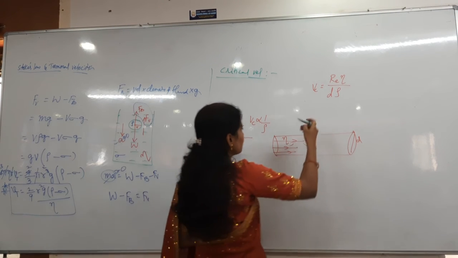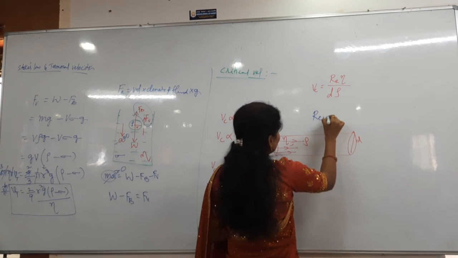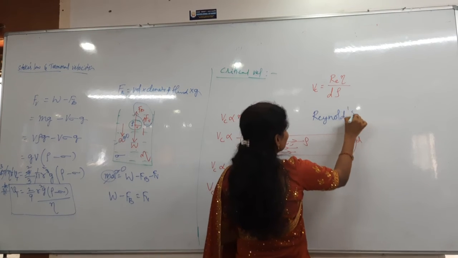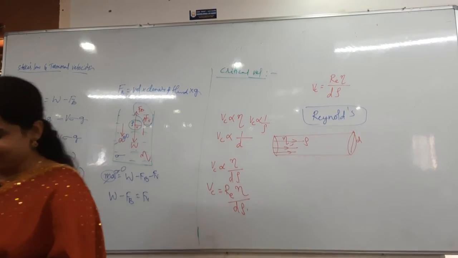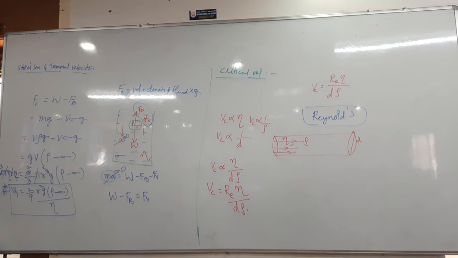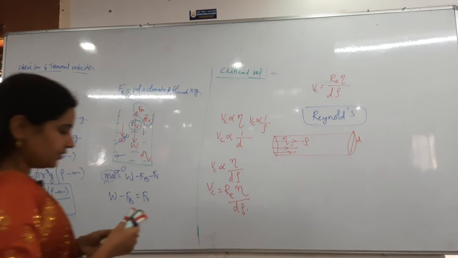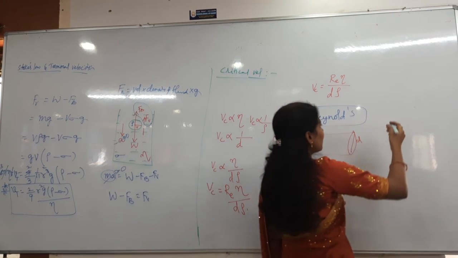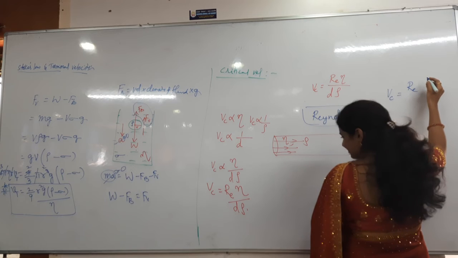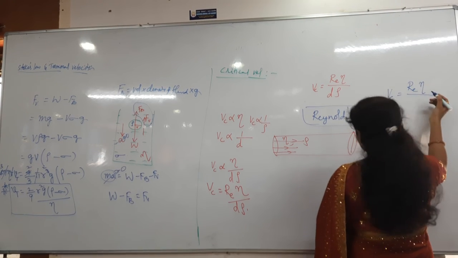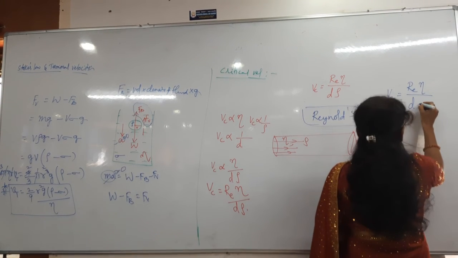In my childhood, one pen was there, Reynolds. Now also, I am saying like I am from another birth only. Reynolds number. Last one we'll see. Last one, Reynolds number, we'll see. See here.